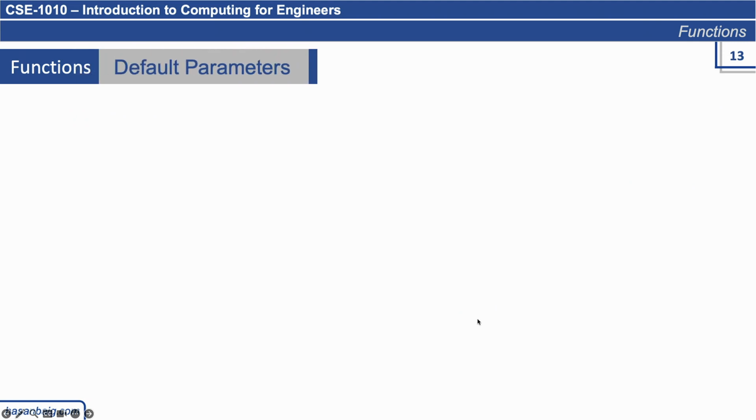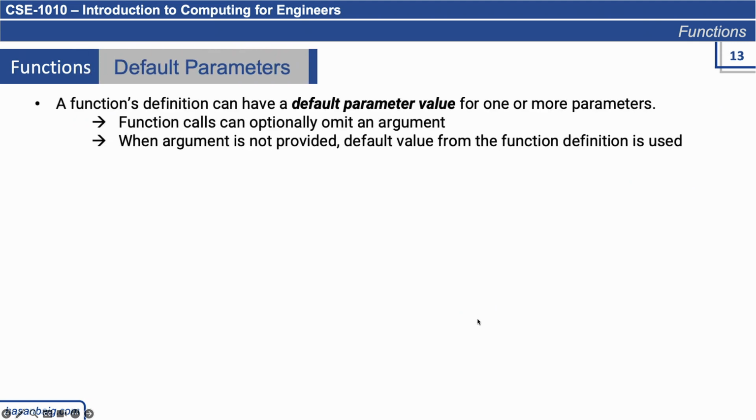Let's talk about default parameters. A function definition can have a default parameter value for one or more parameters, so function calls can optionally omit an argument. For example, when we define a function, it could have one or two mandatory parameters, where you must pass some value, but we can also consider having an optional parameter.